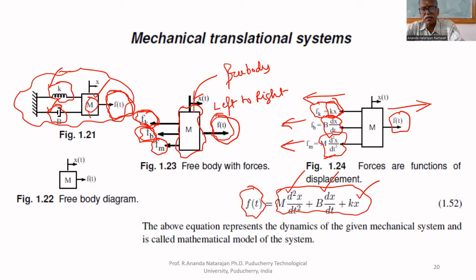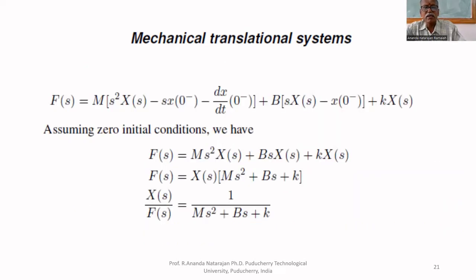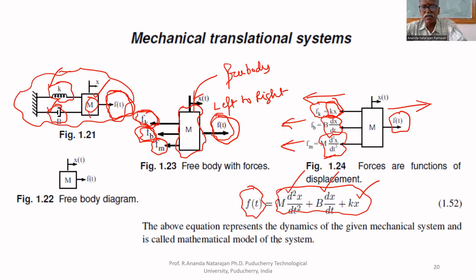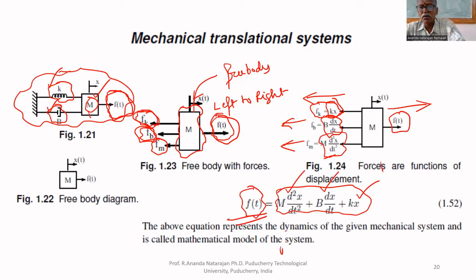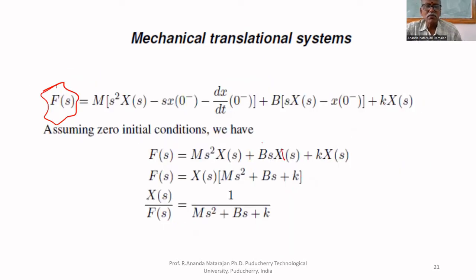How to obtain the mathematical model in the frequency domain? We have to take the Laplace transform of the given equation. The Laplace transform of f of t is F of s, and the Laplace transform of m d square x by dt square is m s square X of s, minus the initial condition s x of 0 minus.